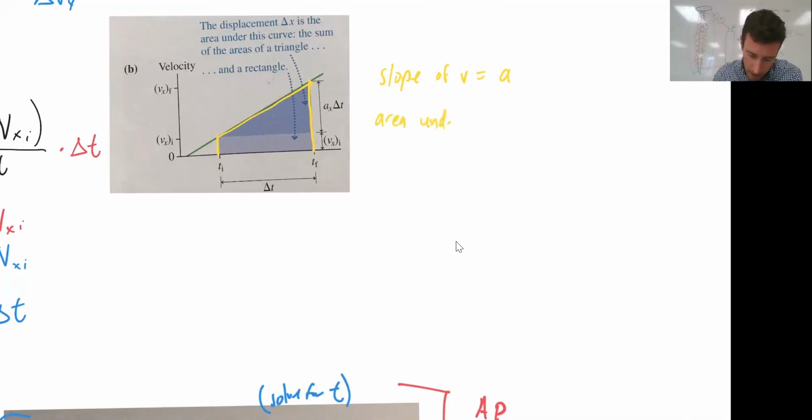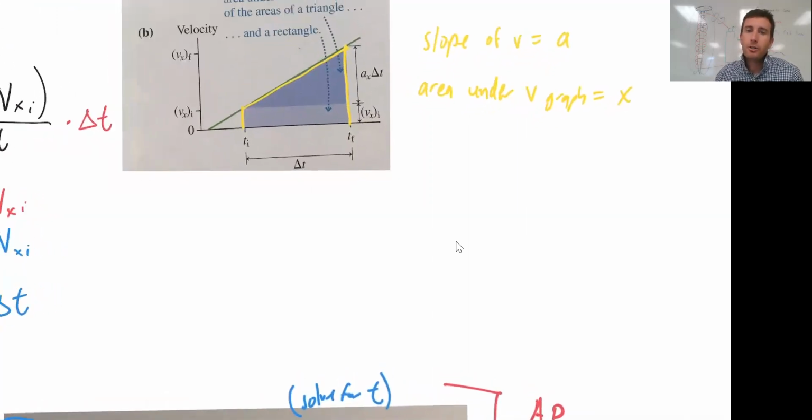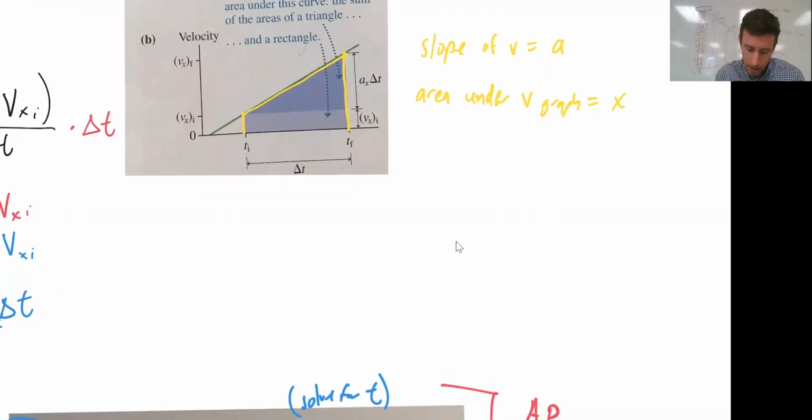Area under the velocity graph is equal to the displacement, which is how far the object has gone. If I take a look at that area, there are two shapes broken down here. There is a triangle under the graph, and then there's a rectangle further under the graph. The width of both of them is from here to here, and that's the change from initial time to final time, or the change of time.